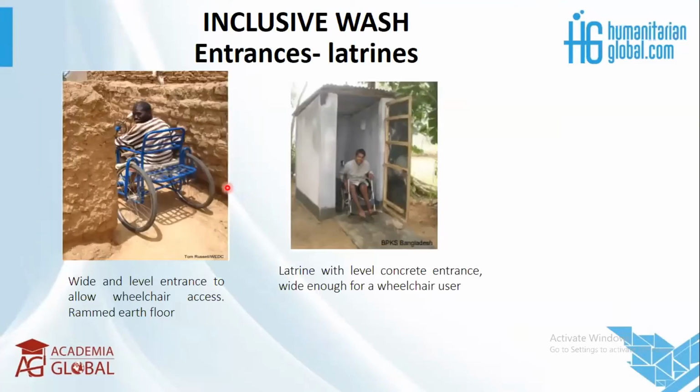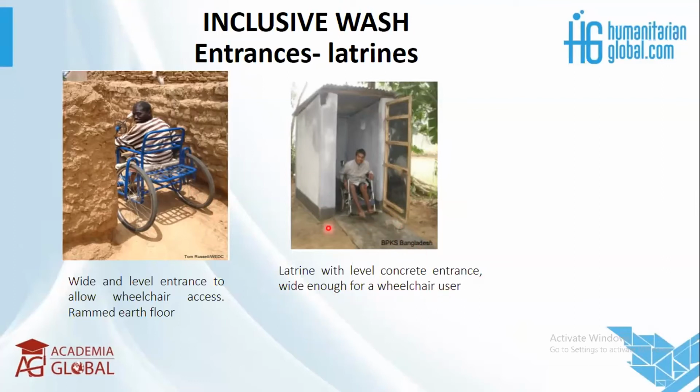Another example is in terms of entrances to latrines. If you look at entrances to latrines, you also need to make sure that they are wide enough so that someone who has a wheelchair should be able to have access and a good entrance to the facility. And also if you look at the floor, it's ramped, which means it's not very slippery, so that someone is able to access it very well. You can also look at the second picture. This latrine has a level concrete entrance, and it is wide enough for a wheelchair user.